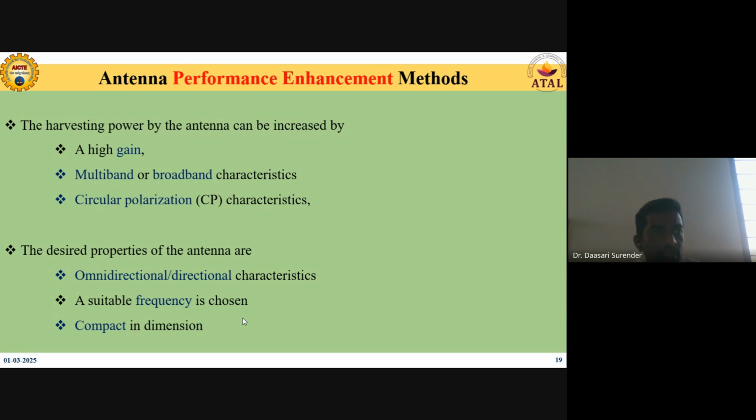And directional characteristics are helpful when the transmitter is known to the receiving side. So only then are directional characteristics essential for the receiving antenna, when we know the transmitter direction. And a suitable frequency chosen, that is also already discussed. A suitable frequency is important for the antenna design, based on the energy levels. And compact dimension is also discussed. The compactness increases the applications of the rectenna system.